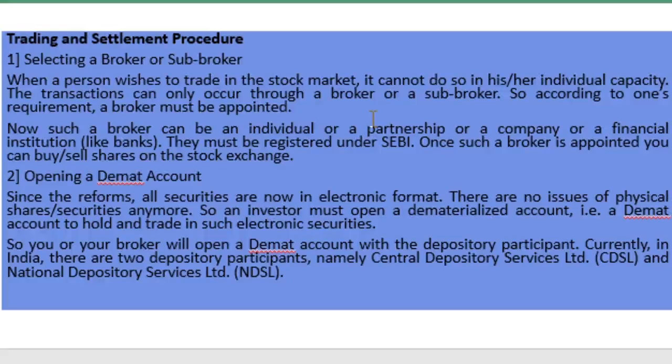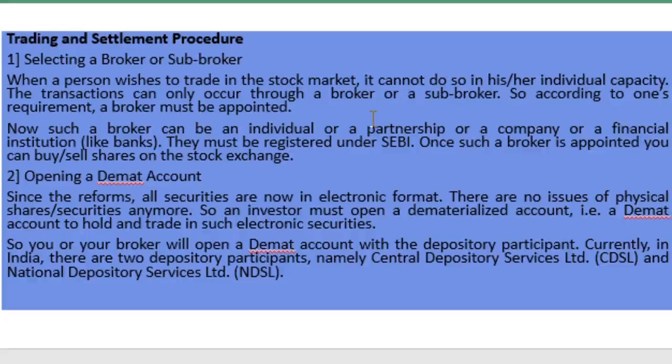Individuals cannot do it themselves. Such a broker can be an individual, a partnership, a company, or a financial institution like a bank. They must be registered with SEBI. Once the broker is appointed, we can buy or sell securities on the stock exchange. This is the first step.